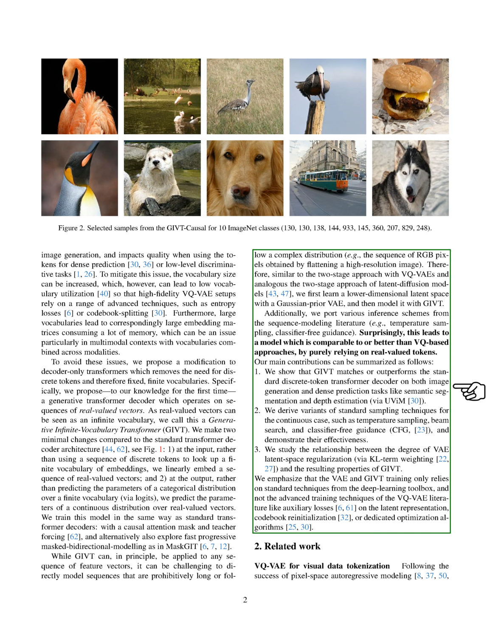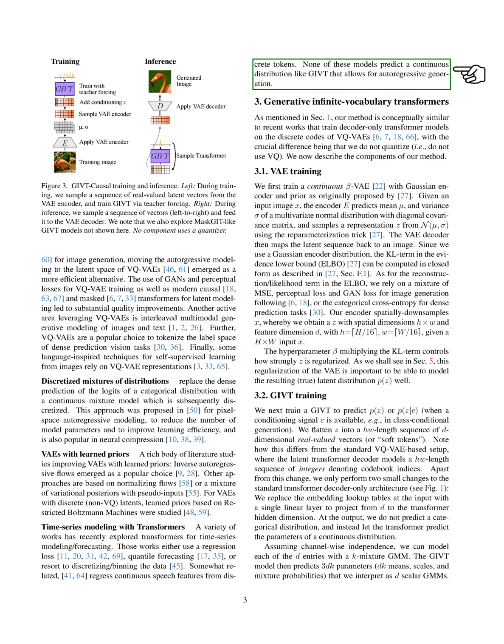We study the relationship between the degree of VAE latent space regularization and the resulting properties of GIVT. We highlight that the training of the VAE and GIVT only relies on standard techniques from the deep learning toolbox. In the next section, we will discuss related work in the field, including the use of VQVAE for visual data tokenization, discretized mixtures of distributions, VAEs with learned priors, and time series modeling with transformers.